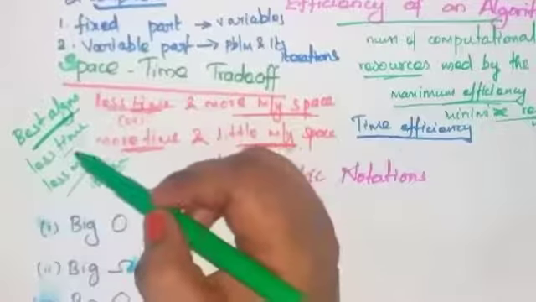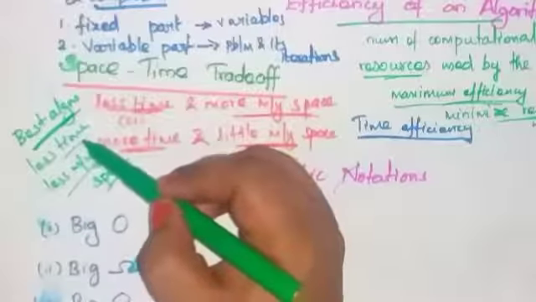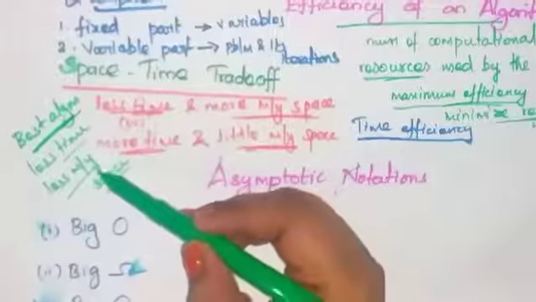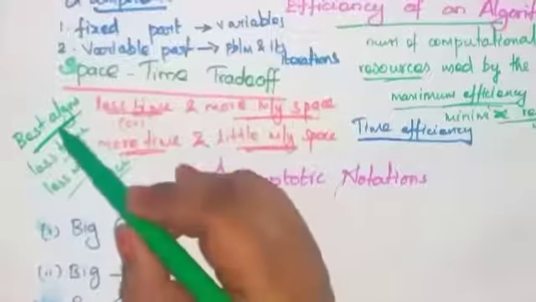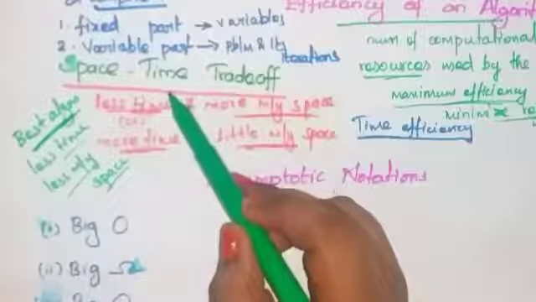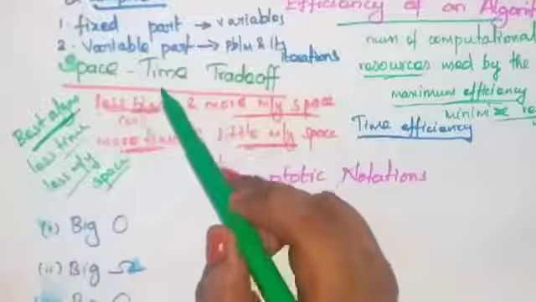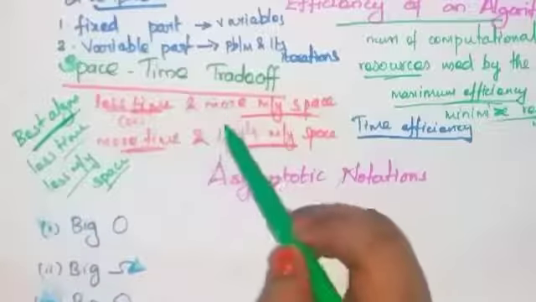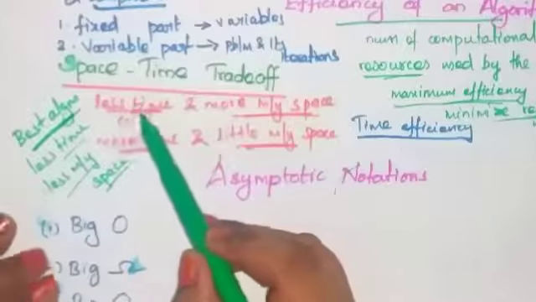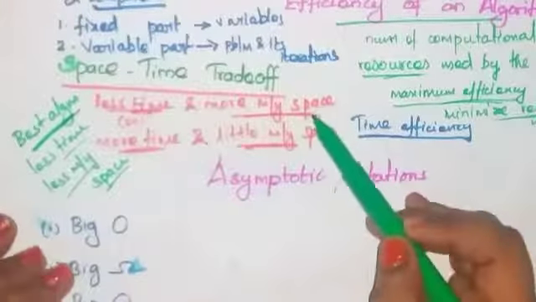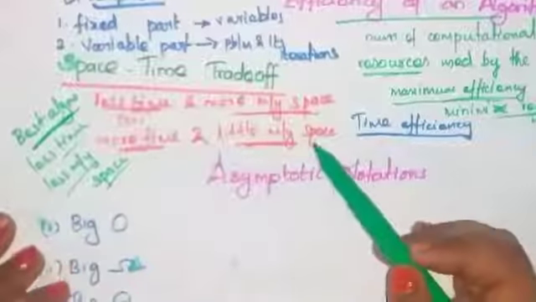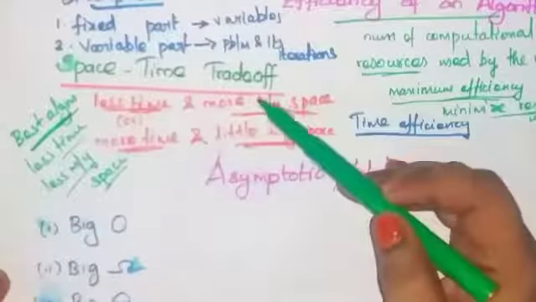If an algorithm takes less time to execute and requires less memory space, that algorithm is called the best algorithm. But in space-time trade-off, some algorithms are extremely time efficient and some are extremely space efficient. Some algorithms require less time and more memory space, but some require more time and little memory space. So this is called a space-time trade-off.